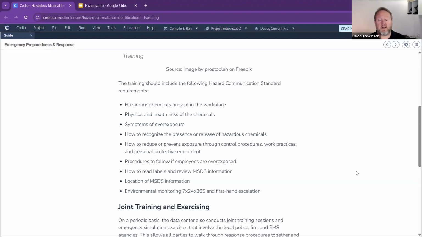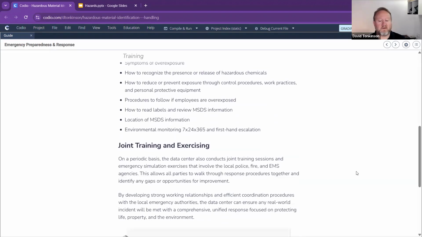But you can see the training that's needed. Hazardous chemicals, physical health and safety risks, symptoms of overexposure, how to recognize the presence and release of hazardous chemicals, how to reduce and prevent exposures, procedures to follow. So you've got to have your documentation, you've got to read it, how to read labels and review the MSDS information. Location of the MSDS information is probably top of the list. Okay, and then the environmental monitoring, which is 24/7, 365.